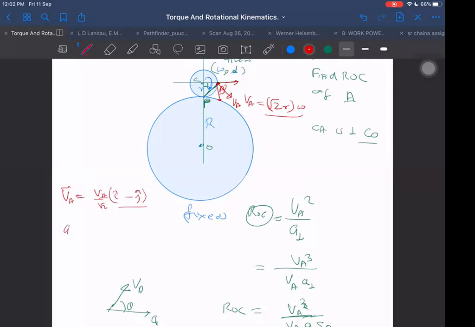What is the acceleration of A? That we will write as acceleration of A with respect to C plus acceleration of C. Acceleration of A with respect to C is easy to tell. Omega square.